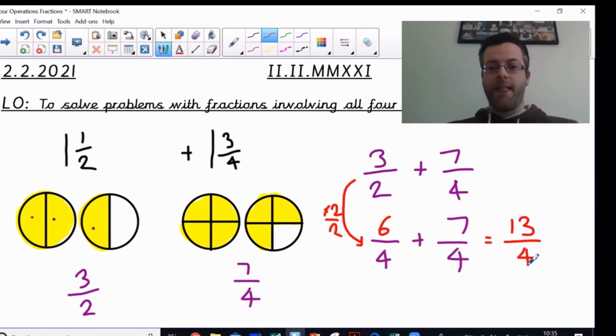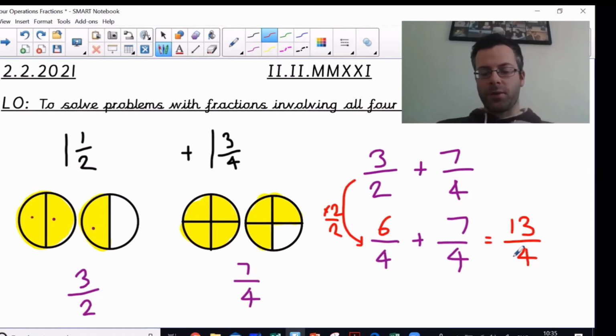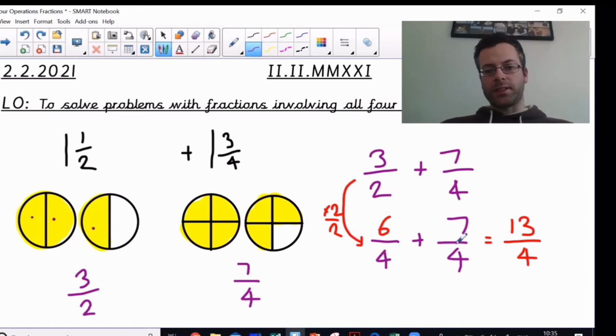Now today, because yesterday we looked at simplifying, what I'd like you to do today is see if you can simplify that using what we practiced yesterday. So one way of simplifying it is to make it a mixed number. So how many quarters are in 13? Well, 4, 8, 12. So I've got 3 wholes, and then I've got 1/4 left over, okay?